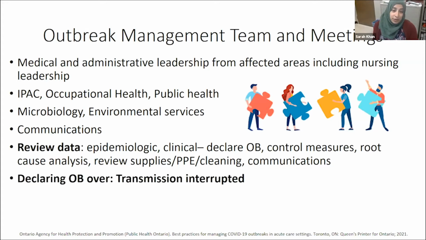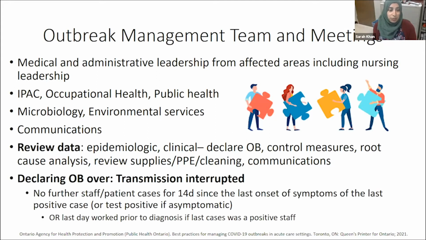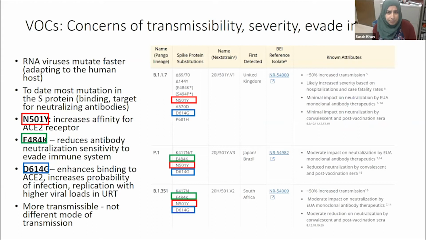And when can we declare it over? Once we've interrupted transmission, which is typically defined as no further staff or patient cases occurring for 14 days since the last onset of symptoms of the last positive case. Or if it's a healthcare worker, the last shift that they worked when they were potentially infectious.